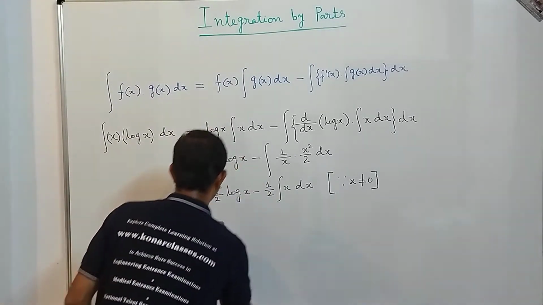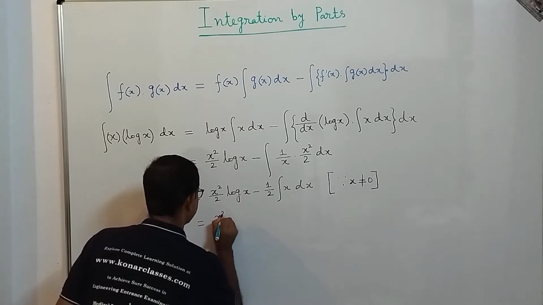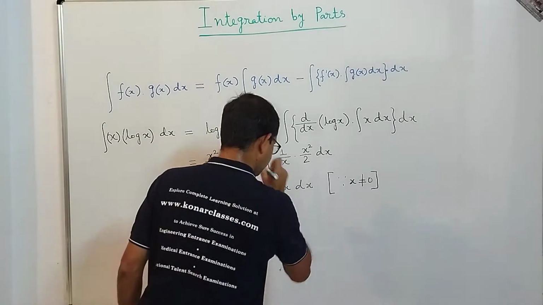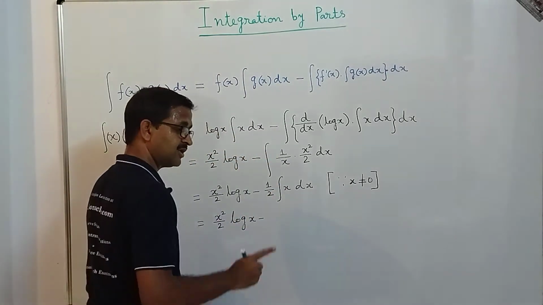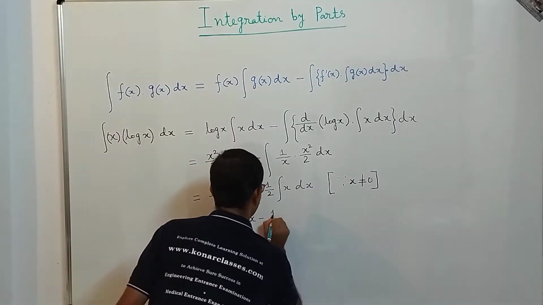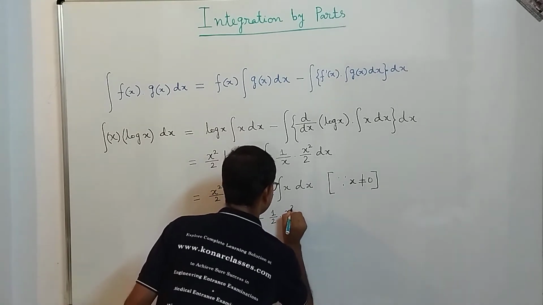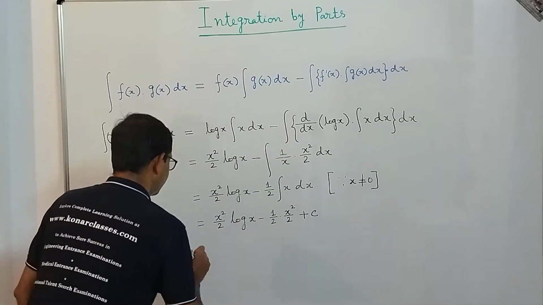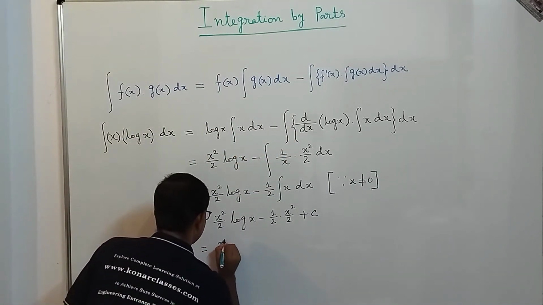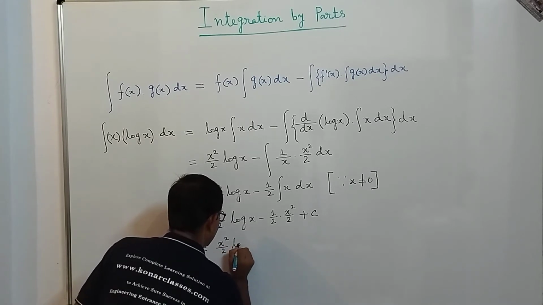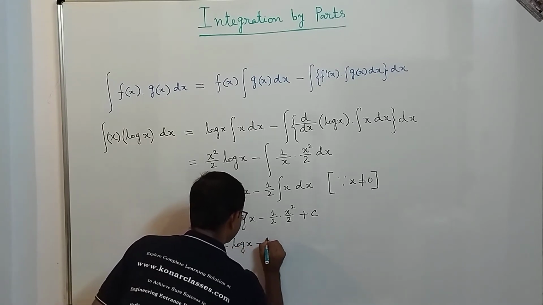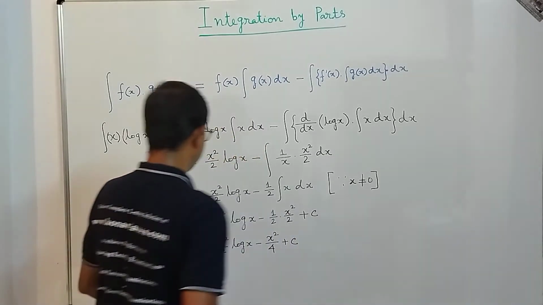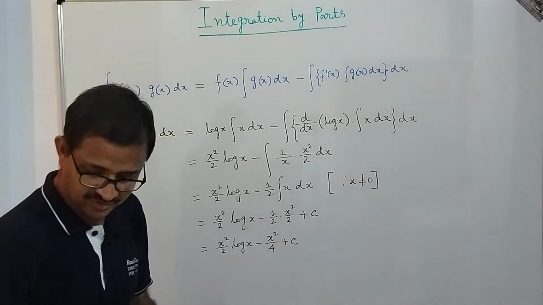So integration of x dx, what we get here, dear students? x square by 2 into log x minus 1 by 2 into x square by 2, that means x square by 4, plus the integrating constant c. So the result is x square by 2 log x minus x square by 4 plus c. Okay, so this is the integration of x log x.